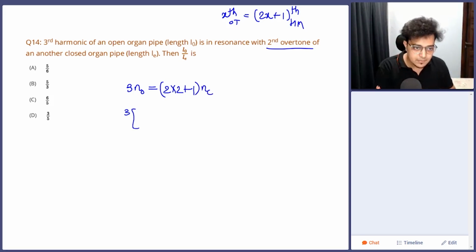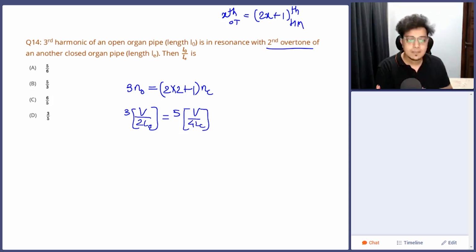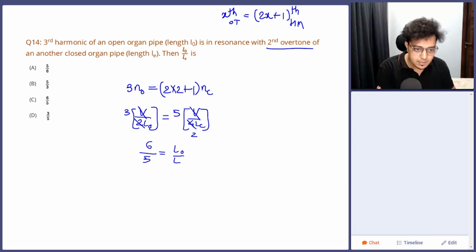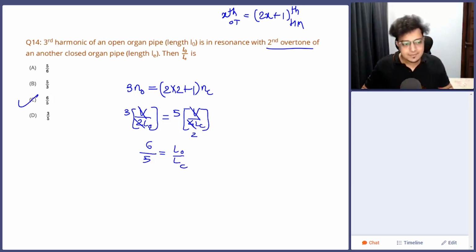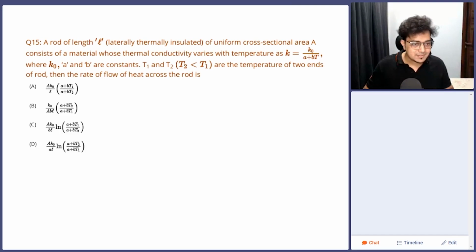And harmonic means that many times the fundamental frequency. Now we can write the fundamental frequency of the open pipe, which will be V by 2L0, and this will be 5 times the fundamental frequency of the closed pipe, which is V by 4LC. So we can cancel V, and 2, 4. Now just rearrange the numbers: 3 into 2, 6, 5 in the denominator. That gives us L0 by LC. So the correct answer is C here. Fine. Moving on to the next question.